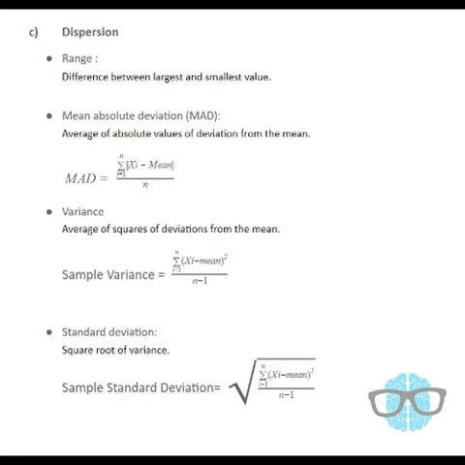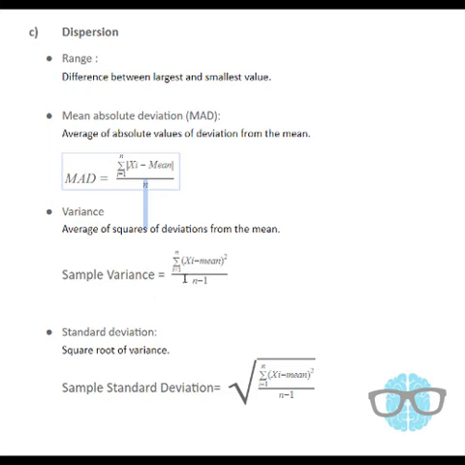Second one is called mean absolute deviation, MAD. It's the average of the absolute value of deviation from the mean. So from each observation we are subtracting the mean value, and we take their absolute value, so all the negative values will also become positive values. We sum them up and divide by the total number of observations in the sample.